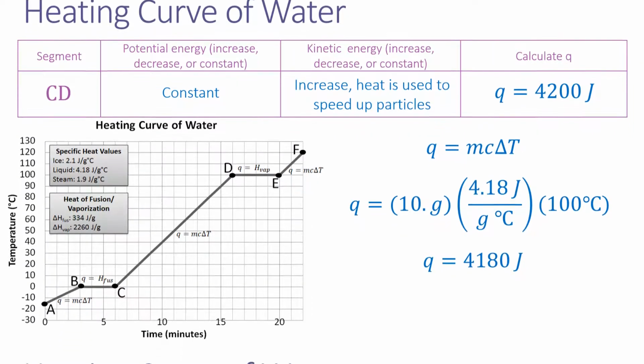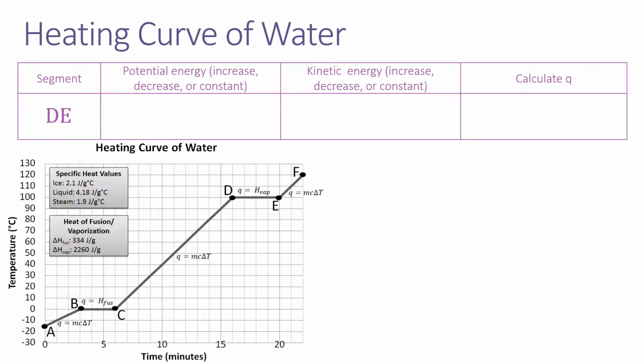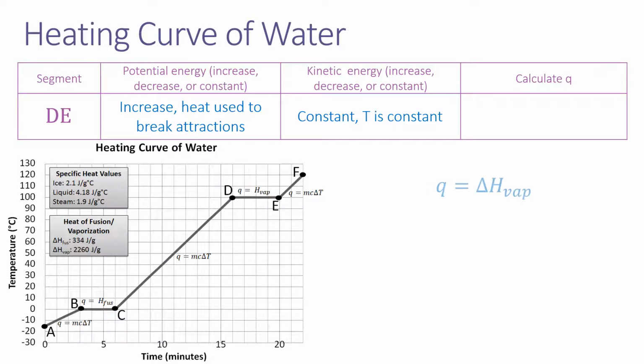Next segment is another flat segment, so this is segment DE. Here, once again, kinetic energy is constant because there's no temperature change, and the potential energy is increasing because we are adding heat to break those intermolecular forces. So this time, to calculate Q, we're going to use the heat of vaporization because we're boiling during this part.